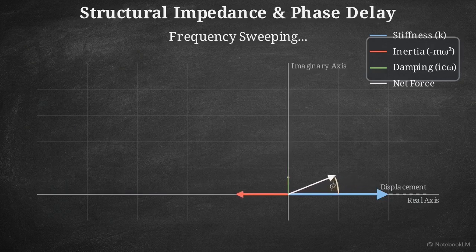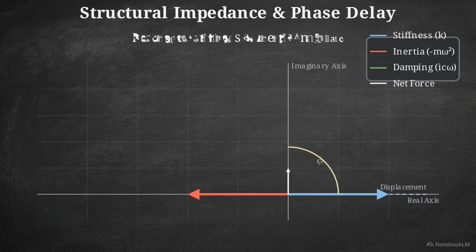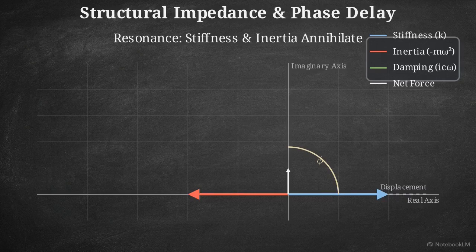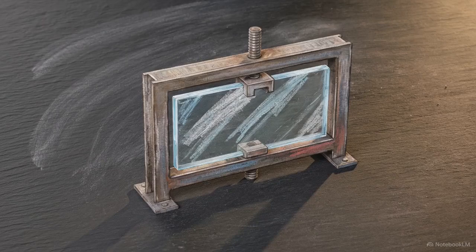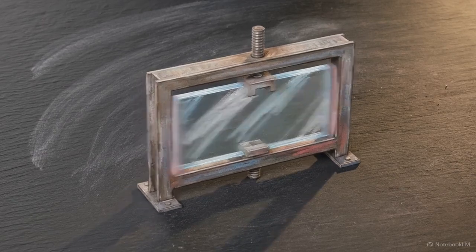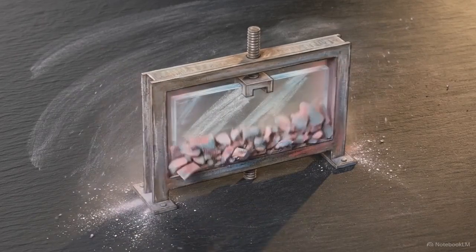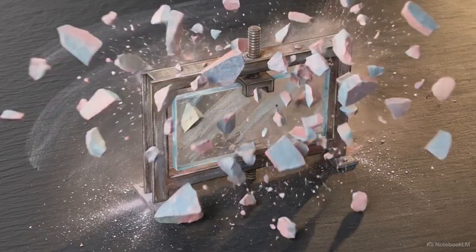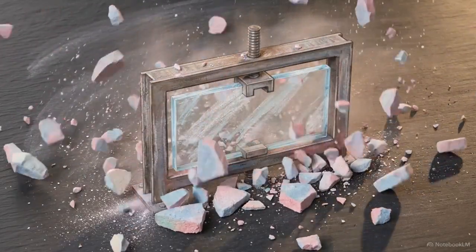As frequency increases, we reach a precise point where the 180-degree inertia vector perfectly matches and cancels the 0-degree stiffness vector. This is resonance. Because inertia and stiffness have annihilated each other, the driving force no longer fights the material's mass or rigidity. It only fights the 90-degree damping term. Structural resonance occurs at the point of total phase cancellation between mass and material stiffness. Without restoring forces, only damping limits the vibration.